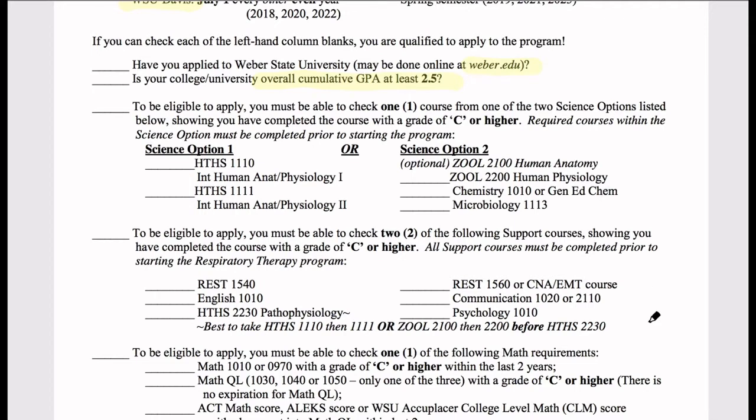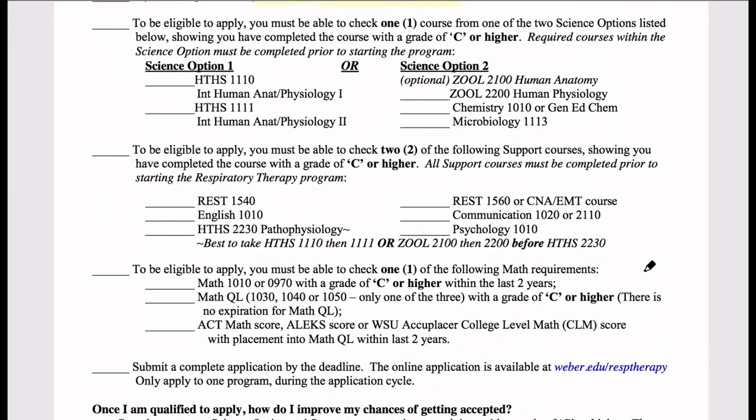Other things that you need to do to apply and be a qualified applicant: you're going to need 1 of the courses from the science options we're going to talk about, 2 of the support courses, and math down there. Okay, so the first section, you get to choose between science option 1 or science option 2. It's totally up to you. We see them as equal.